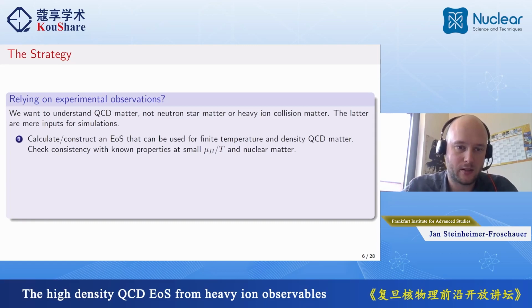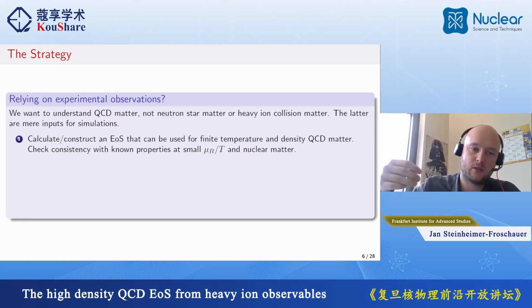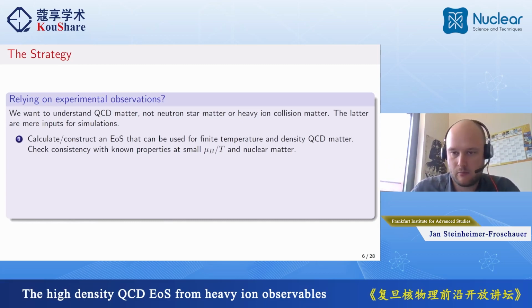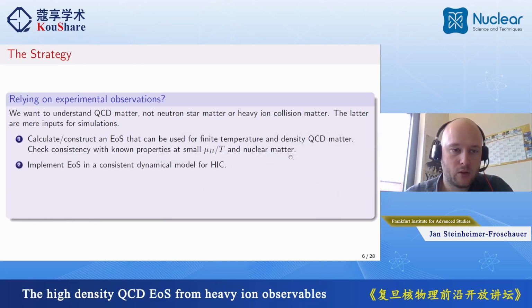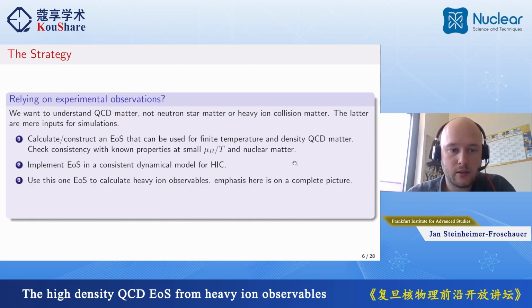calculating or constructing an equation of state that can be used for finite temperature and density QCD matter, and then you do consistency checks with known properties at small mu_B over T and nuclear matter properties. So that's already a big challenge, but this you can do, right? You can construct your equation of state in the way you want. Then you implement this equation of state in a consistent dynamical model for heavy ion collisions.